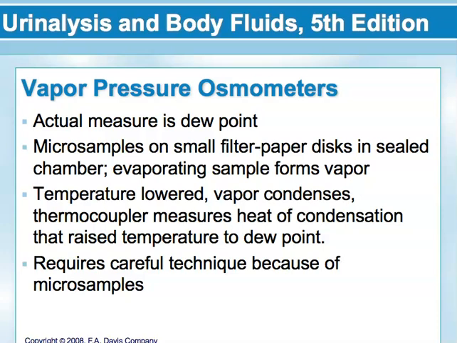And then with vapor pressure osmometers, they actually measure the dew point, which is the temperature at which water vapor condenses to a liquid. The dew point temperature is proportional to the vapor pressure from an evaporating sample, and temperatures of unknown are compared to temperatures of the known solution, and the results are converted to milliosmoles. This method has been shown to have more variation than the freezing point osmometers.